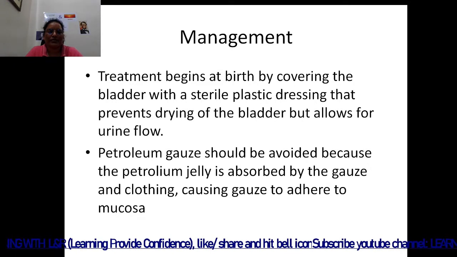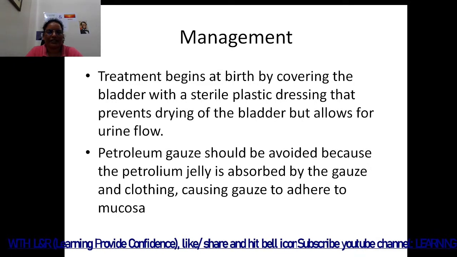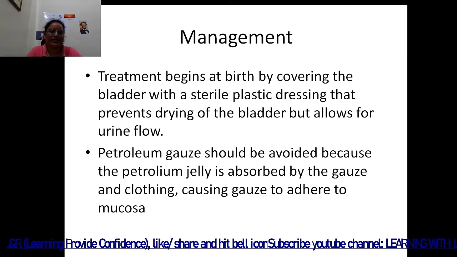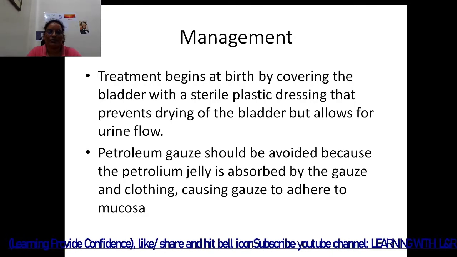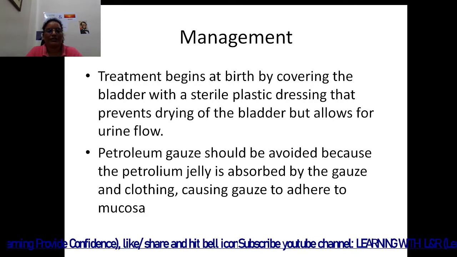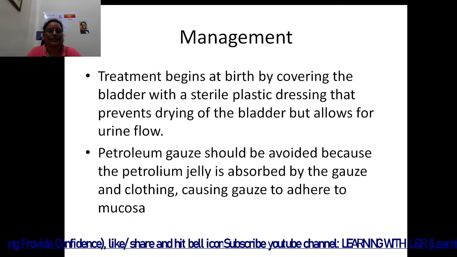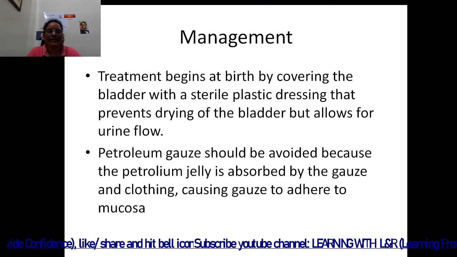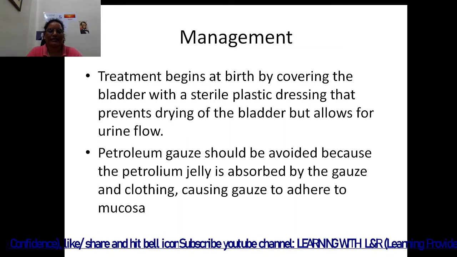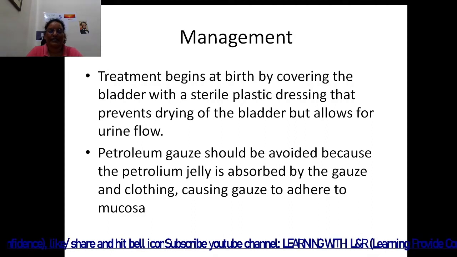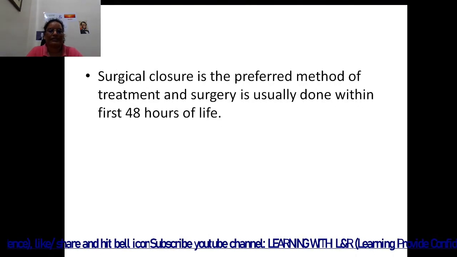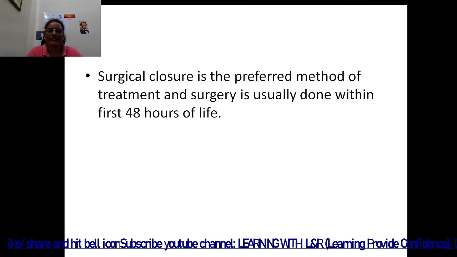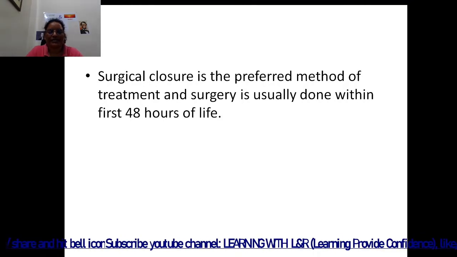What is the management of this? Treatment begins at birth by covering the bladder with a sterile plastic dressing that prevents drying of the bladder but allows for urine flow. Petroleum gauze should be avoided because the petroleum jelly is absorbed by the gauze and clothing, and it becomes dry. Because of that, it adheres to the mucosa. Surgical closure is the preferred method of treatment, and surgery is usually done within the first 48 hours of life.